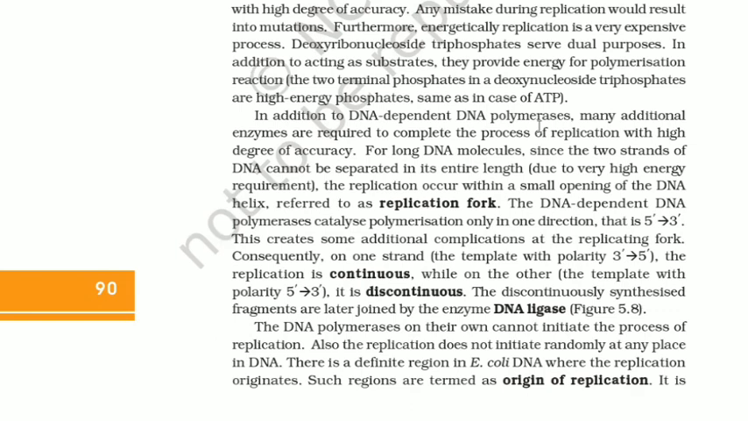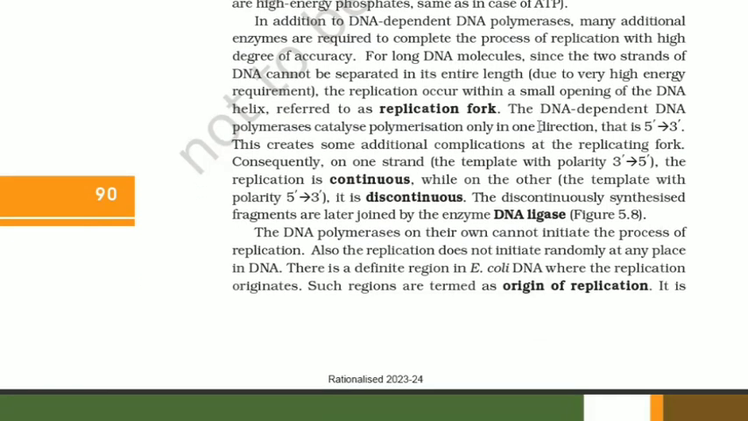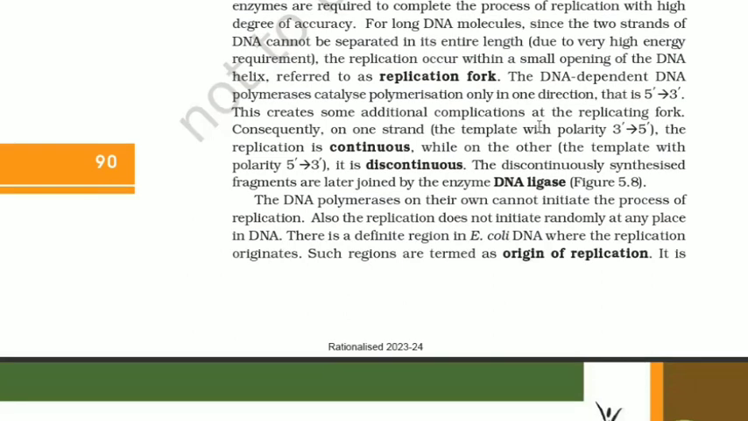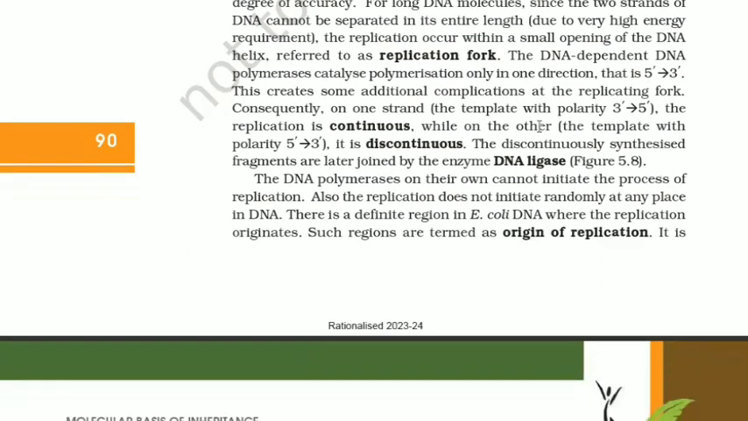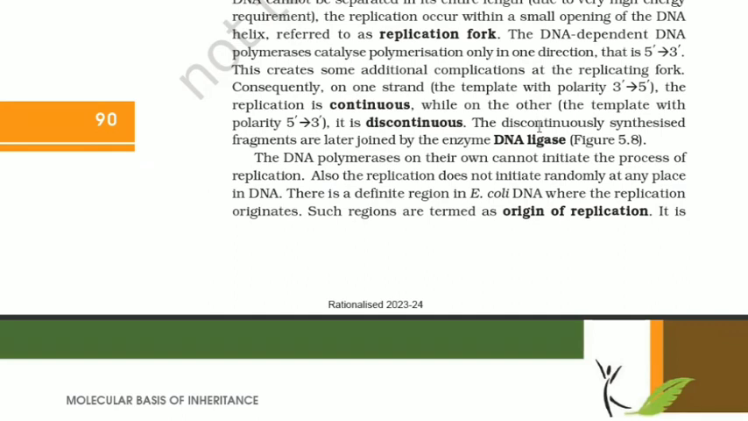Deoxyribonucleoside triphosphates serve a dual purpose. In addition to acting as substrates, they provide energy for polymerization reactions. In addition to DNA-dependent DNA polymerases, many additional enzymes are required to complete the process of replication with a high degree of accuracy. For long DNA molecules, since the two strands of DNA cannot be separated in their entire length, the replication occurs within a small opening of the DNA helix, referred to as the replication fork.